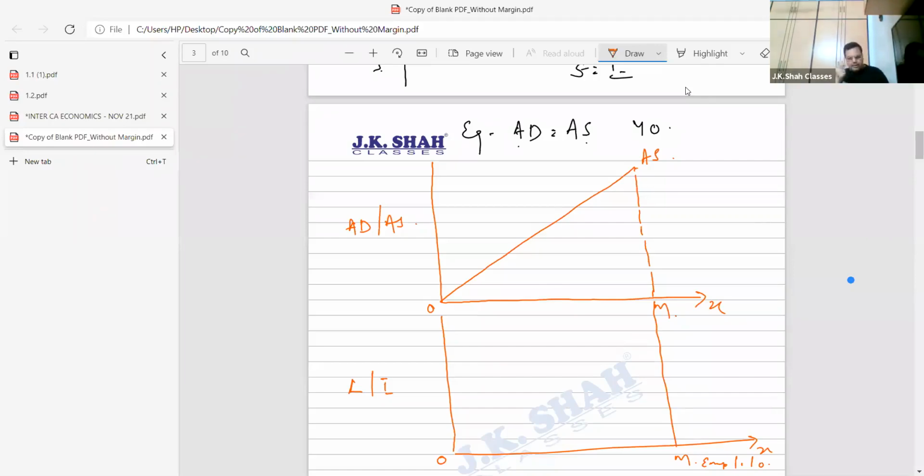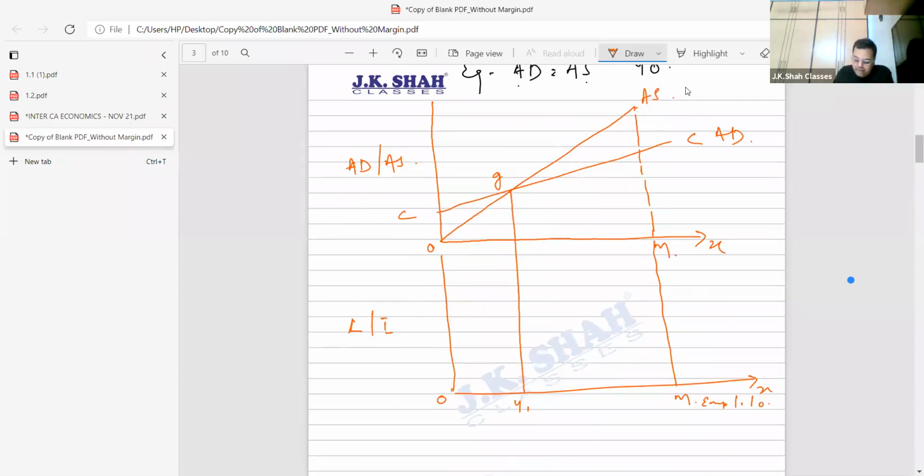Aggregate. Let's start. Now, which curve is this? CC. Mind you, CC is your aggregate demand curve. Both meet where? Here, point G, which corresponds to the Y1 level of income. Till here, any doubts? No doubts.